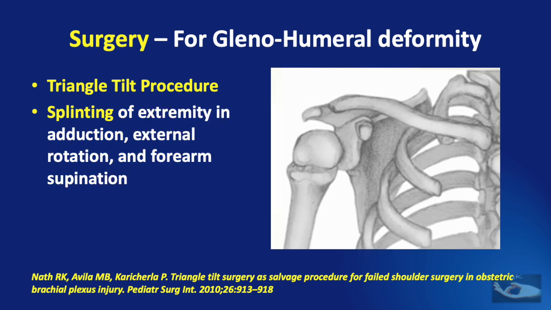When all these procedures are done, the head of the humerus is allowed to come back into its position to articulate with the glenoid. In this position, splinting is done in adduction, external rotation and forearm supination.